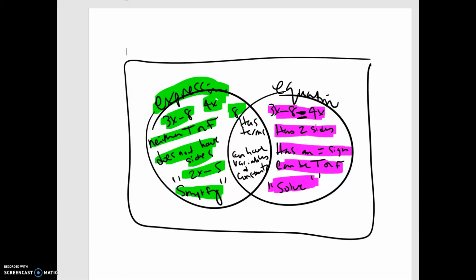Now, as far as what they have in common, they both have terms, which are chunks of algebra stuff. And then they have variables and constants both. So they could have both. All right. Okay, so why don't you keep reading and flip the page to page 112, and I'll meet you there.